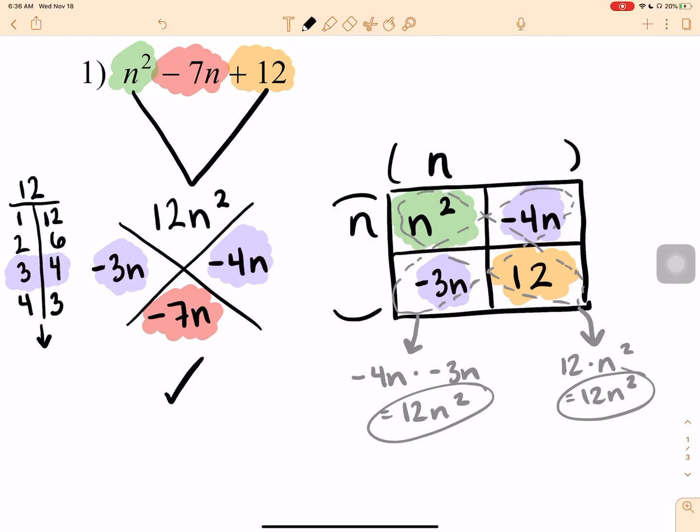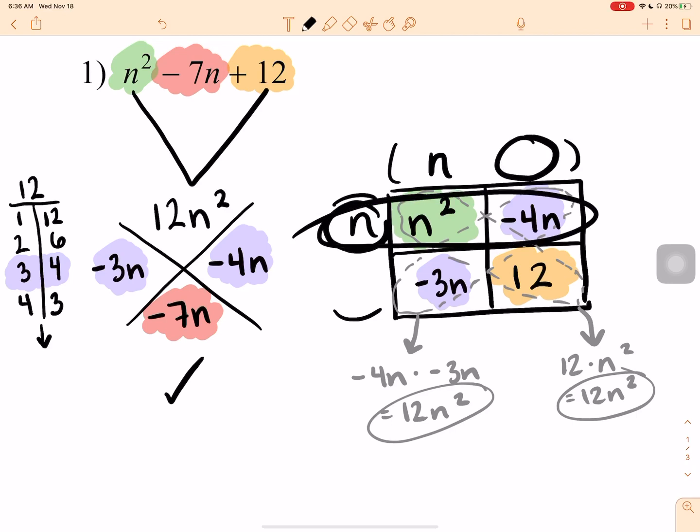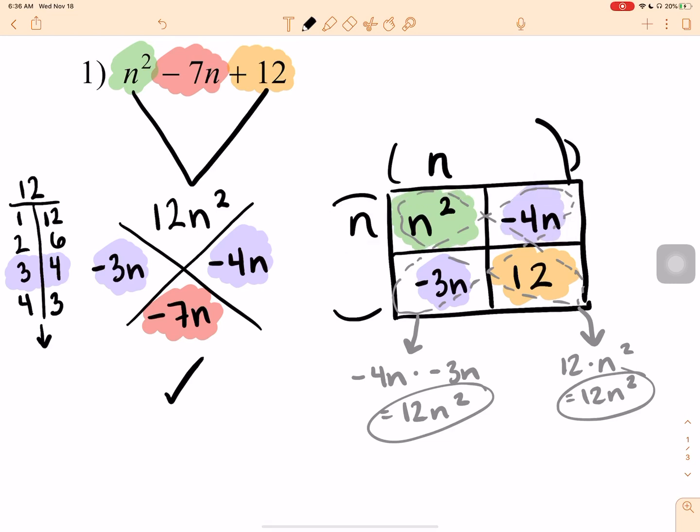So now I can start looking and seeing, okay, if I know this is n, what do I have to multiply the n by to give me negative 4n? Or you could even look and see, okay, what is my GCF between negative 4 and 12? Our number that needs to go here is a 4, and we know it needs to be negative because n times negative 4 equals negative 4n. Okay, so this has to be a negative.